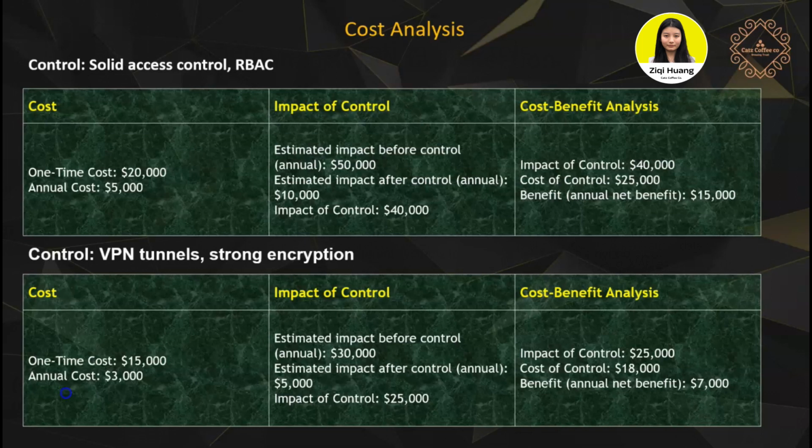And the second control involves secure communications through VPN tunnels and strong encryption. The one-time cost is 15,000 with annual cost 30,000, and before the control, the estimated impact was 30,000, but it dropped to 5,000 with the control, which also shows the importance of securing our network communication.